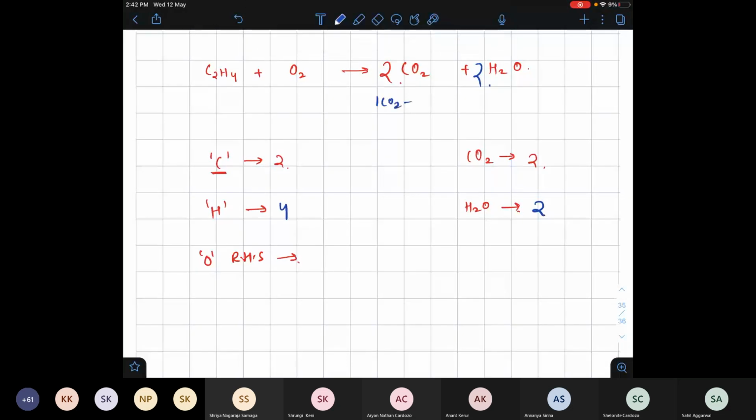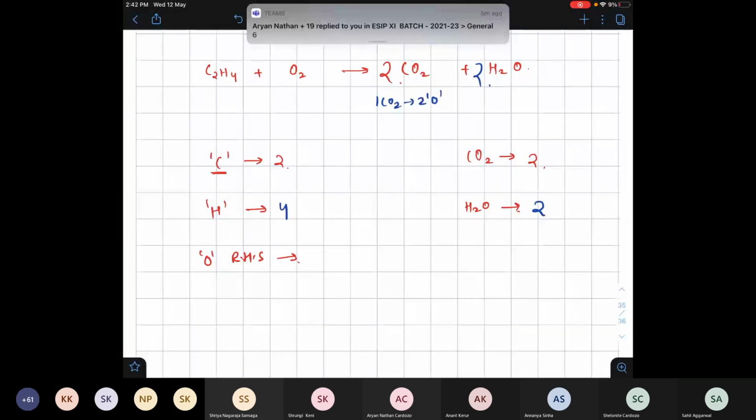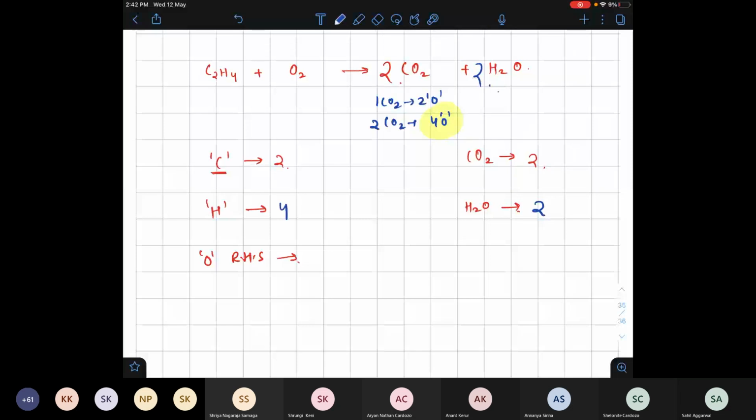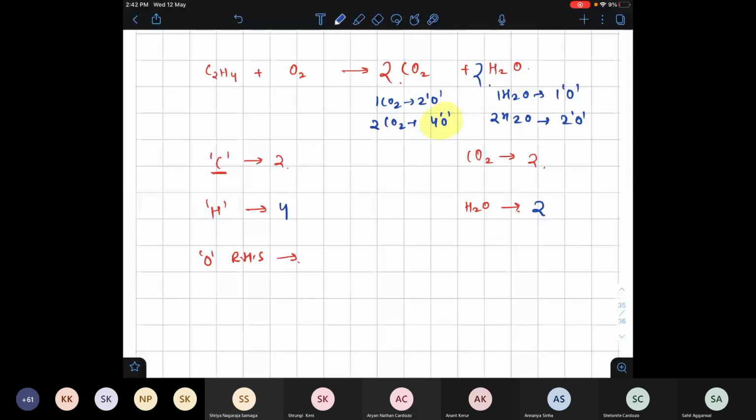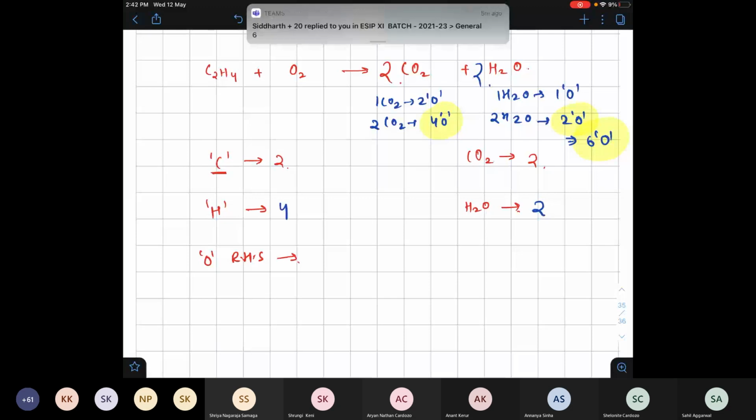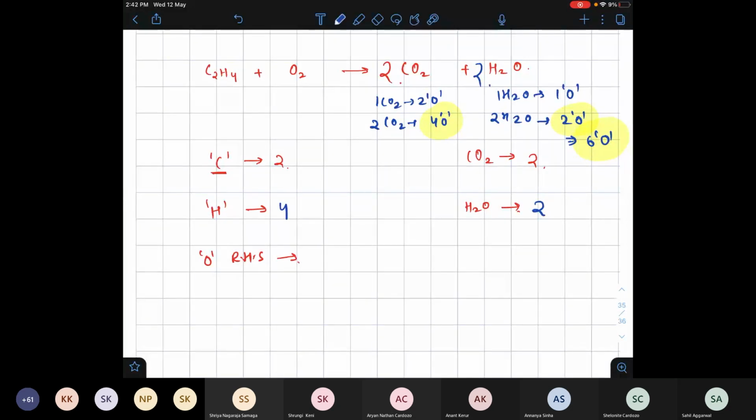1 CO2 has 2 oxygen, so 2 CO2 will have 4 oxygen. 4 तो यहाँ से मिल गया. 1 water has 1 oxygen, so 2 water will have 2 oxygen. तो यहाँ से मिल गया. Overall it is 6 oxygen. Right hand side 6. So O2 will be 3.